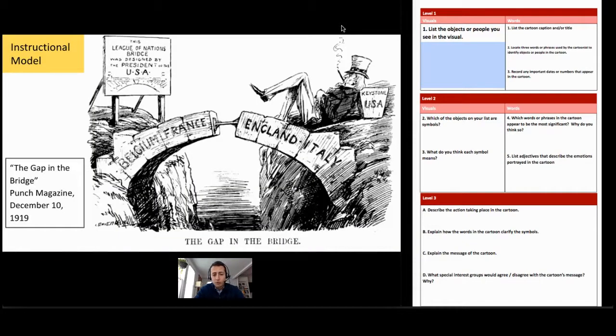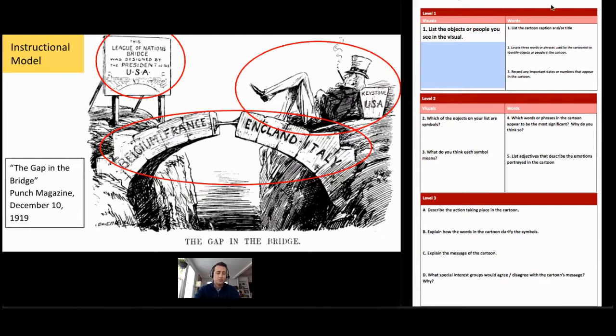The political cartoon I'm going to work with you today on is about the League of Nations. I'm going to demonstrate how to use the worksheet, and then you're going to be able to use the same worksheet on a different cartoon provided by your teacher. So step one in the worksheet is to list the objects or people you see in the visual.